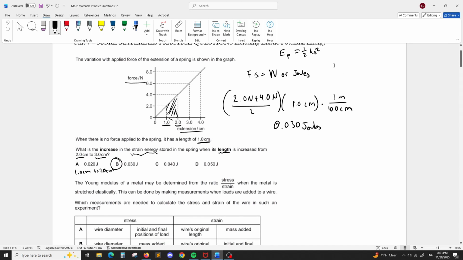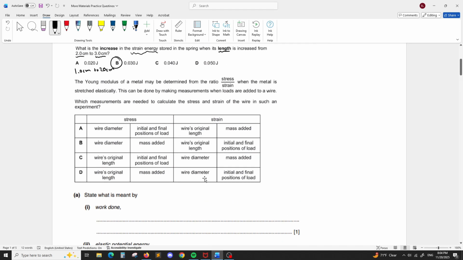Okay, number two. The Young modulus of a metal may be determined from the ratio stress over strain when the metal is stretched elastically. This can be done by making measurements when loads are added to a wire. Which measurements are needed to calculate the stress and strain of a wire in such an experiment? So you have to know what stress and strain are, the formulas for them. Stress is force over area, where this is the cross-sectional area, right?